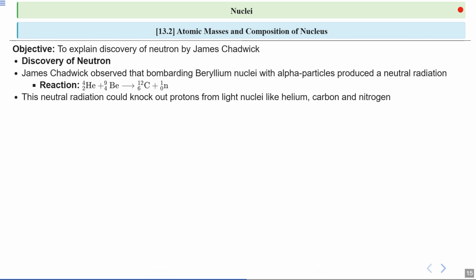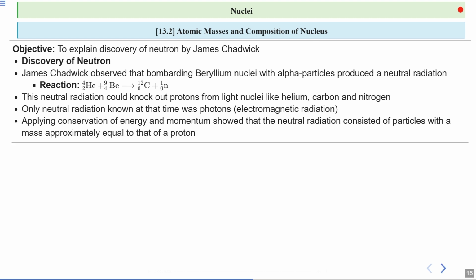Chadwick found that this neutral radiation could knock protons out of light nuclei like helium, carbon and nitrogen. This means the neutral particles had enough energy and mass to physically dislodge protons, which suggested that they were not just ordinary light waves or photons. At that time, the only neutral radiation scientists knew about was electromagnetic radiation like photons. But photons don't have enough mass to knock protons out of the nuclei. This observation made Chadwick suspect that the neutral radiation was something different, something with mass.